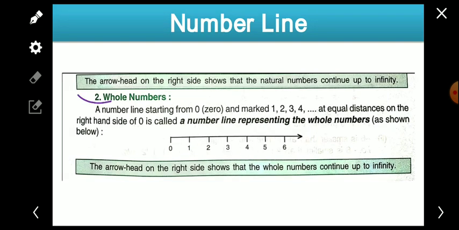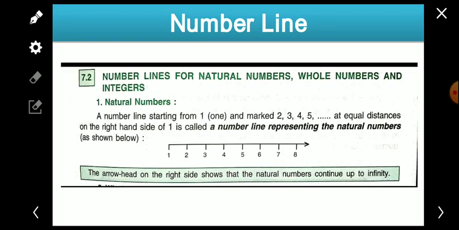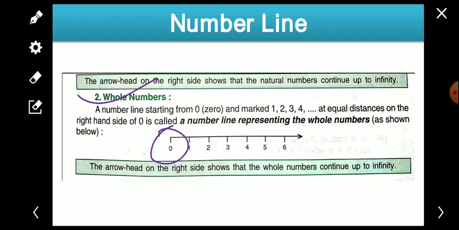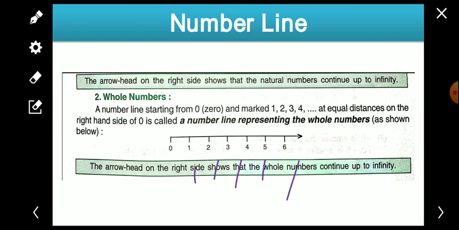And for the whole numbers we'll do the same thing as we did for the natural numbers, but with one difference. Here we started with 1, because natural numbers start with 1, but for the whole numbers we will start with 0, because whole numbers start with 0. So we'll start with 0 and keep on labeling the numbers on the right side of 0, like 0, after that 1, 2, 3, 4, 5, like this.